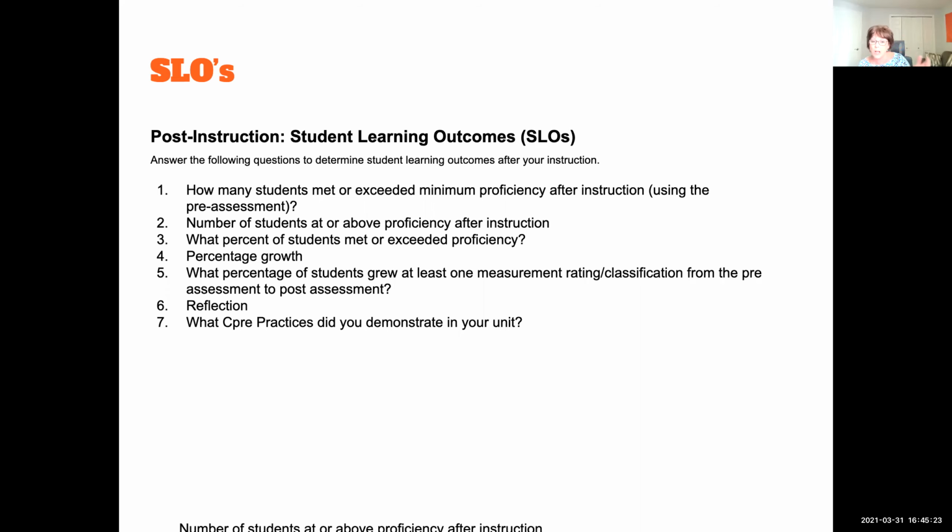And it's also going to ask you to go back. I'm sorry for the typo, I'll fix that in a minute. But it's going to ask you to go back and document what program core practices did you demonstrate in your unit. In other words, what engagement strategies did you use? What high yield strategies did you use? What technology did you use? It's just going to ask you to list them out to document that, yes, indeed, you have used a variety of high-powered instructional strategies across your unit.